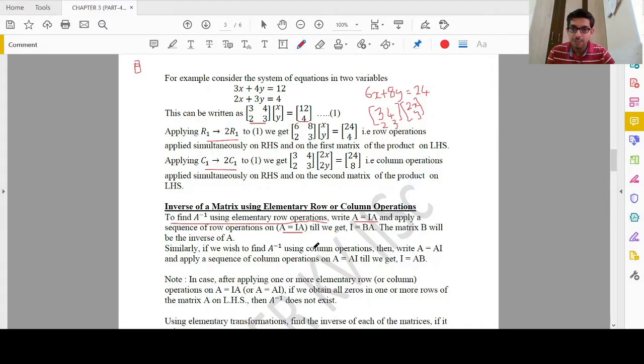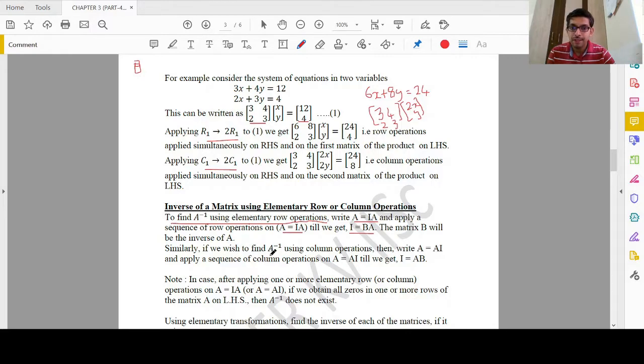And we have to apply the sequence of operations till we get I equal to BA. The row operations need to be applied only on A on the left hand side and I on the right hand side. They need not be applied on A, that is the second matrix of the product. So we got I equal to BA. Now we will use the definition of inverse. We can say that B is the inverse of A.